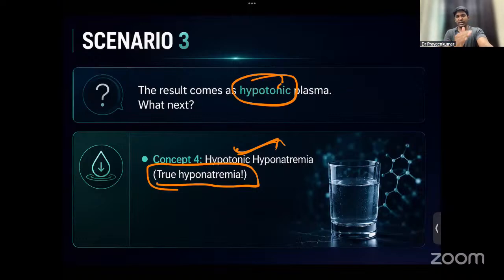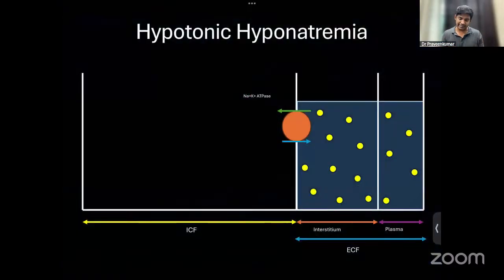Once you have ruled out pseudo hyponatremia, only then should you come to true hyponatremia. So now you understand that this patient you are faced with has true hyponatremia. Now what next?